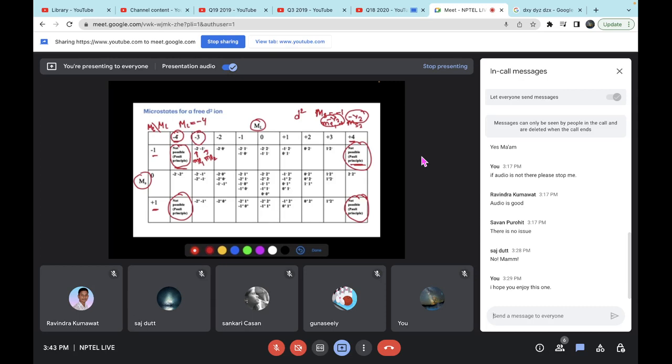Again, similarly, if we go on filling these, you can see that the maximum number of microstates is where ml is equal to 0 and ms equal to 0. So there are a total of 1, 2, 3, 4, 5 sets of microstates, making 5 terms. In total, the overall number of microstates in this table is 45. So for D2 we get a total of 45 microstates.